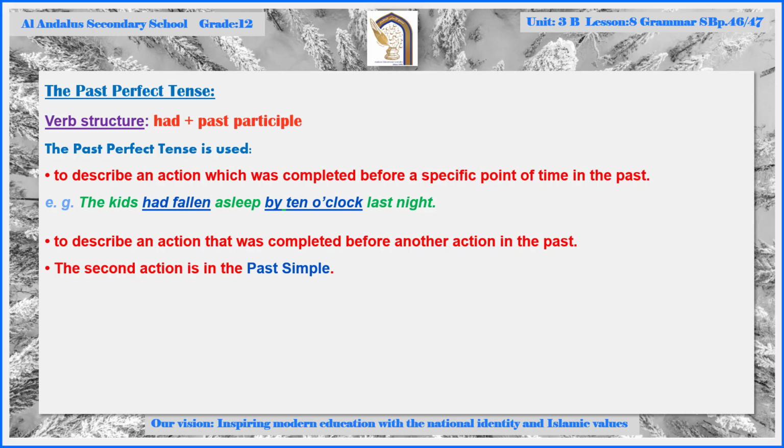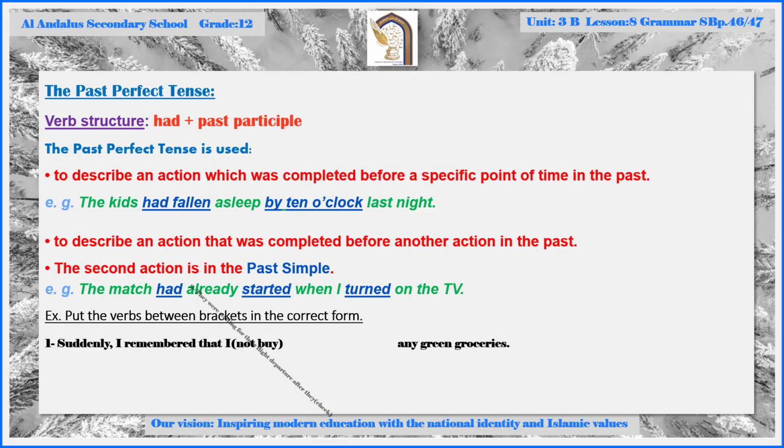Let's check that example. Well, the match had already started when I turned on the TV. So this means that the match started before I turned on the TV. So we must say it like this. The match had already started when I turned on the TV. I hope these two points are clear enough. Now let's deal with this exercise.